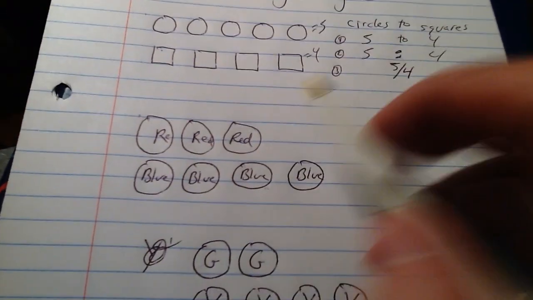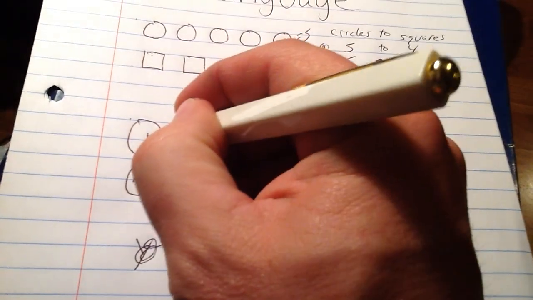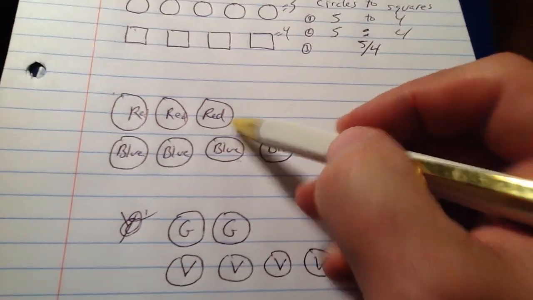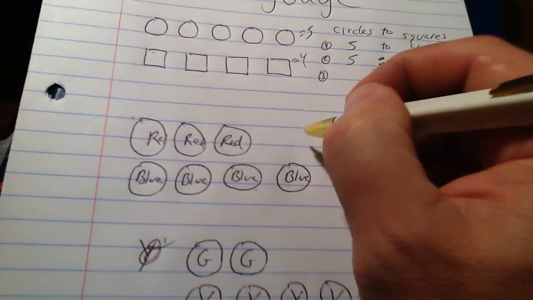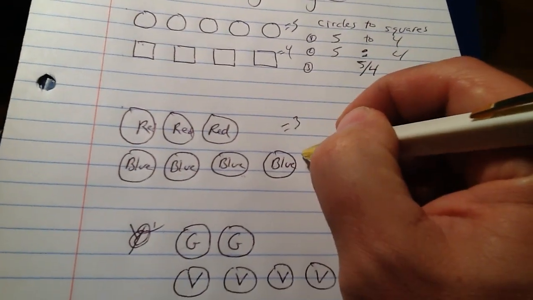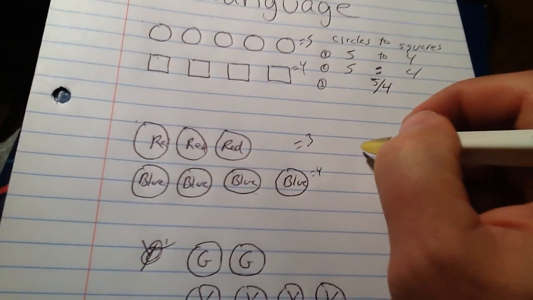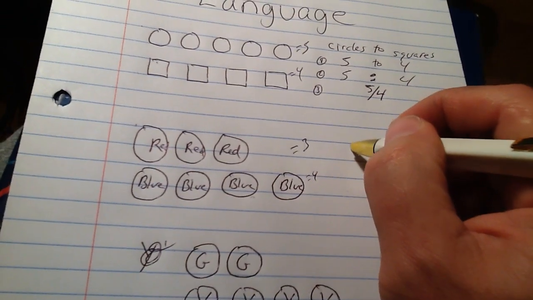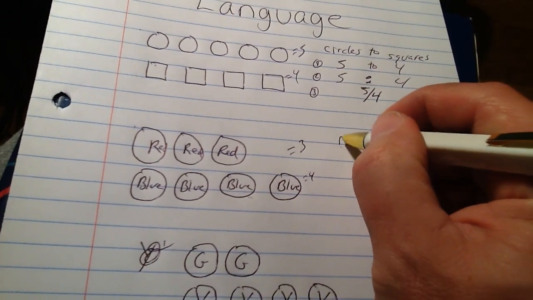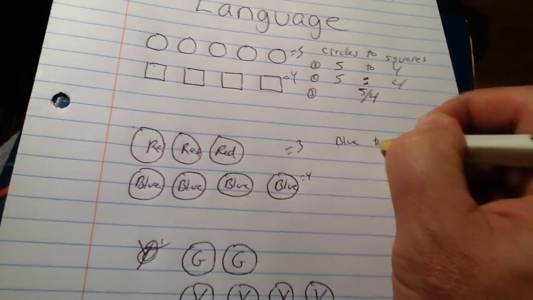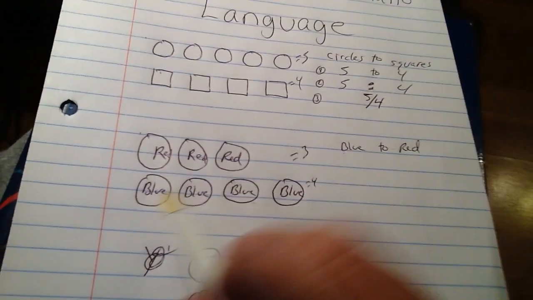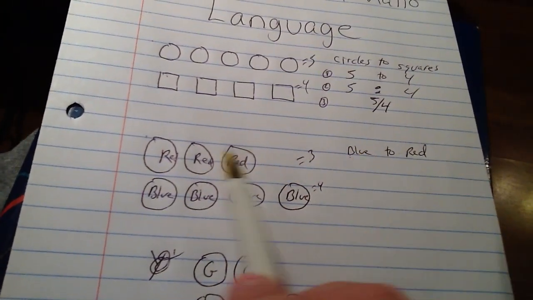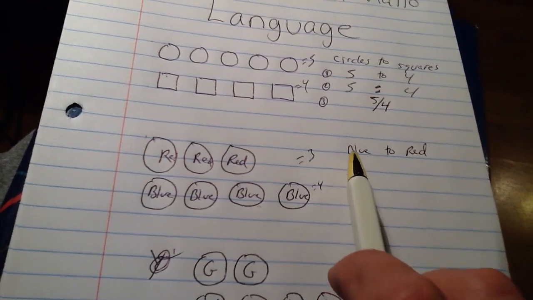All right. Now we're talking about red circles to blue circles. We know there's 3 here. There's 4 here. And we're going to write it a little bit differently. We're going to say blue to red. So it's not the first thing here, it's not red on top, blue on bottom. It's blue to red.